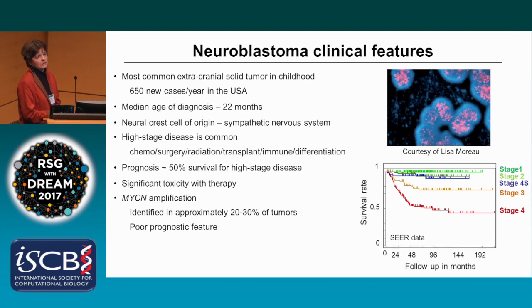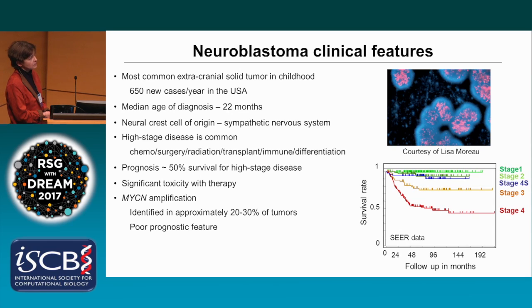Unfortunately, in most cases the disease is diagnosed at a high stage. And high stage is very difficult to treat. The treatment is not only invasive, it is very painful. It involves a lot of procedures, starting with chemo, surgery, radiation, bone marrow transplant, immunotherapy, and differentiation therapy. And the prognosis is very poor. Currently, high stage has a prognosis of around 50% for 5 years.